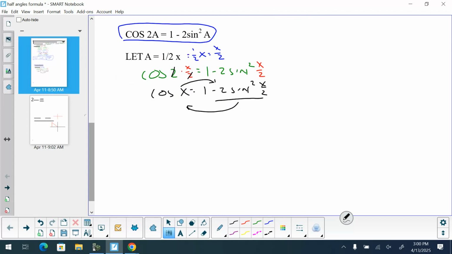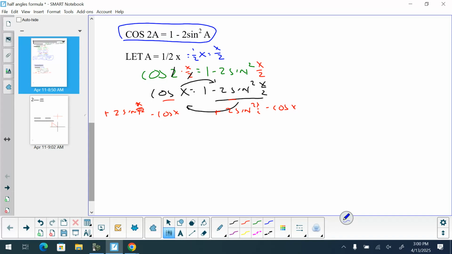Now how we can do that is by subtracting cosine of x, and adding in your 2 sine squared x over 2. So we're adding this term to both sides, or we're subtracting this term from both sides. What I call, once again, the double switcheroo. Why? Because it just makes it a little bit cleaner for us to work with.